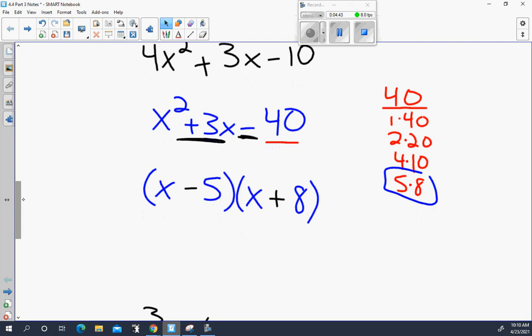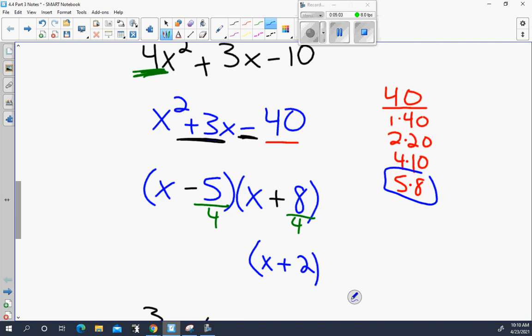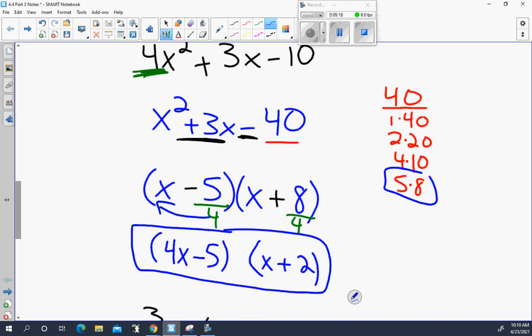Okay, there's my slide. Now I have to divide what I slid over. Take that 4 and divide it by those last two numbers. Now, can I simplify? I can simplify this one right above here. 8 divided by 4 is 2, which is great. And this 5 divided by 4, I can't simplify at all, so I'm just going to bring that 4 and put it in front of the x. So 4x minus 5. There's my answer.